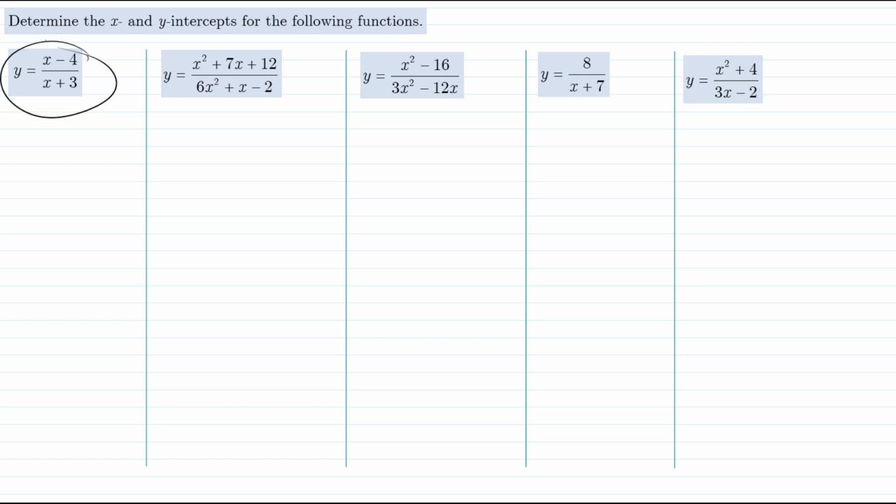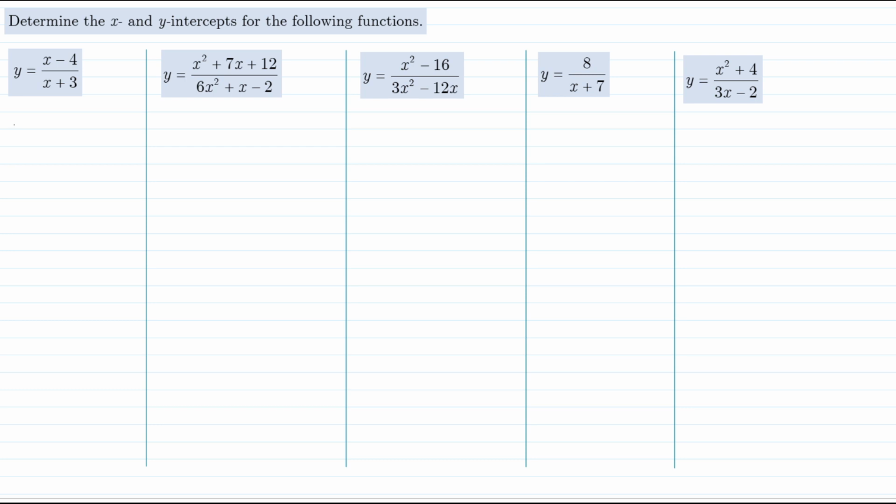We have y equals x minus 4 over x plus 3. And we'll start by finding the x-intercepts. So what are x-intercepts? They're points on the x-axis, the points where the graph hits the x-axis. Now think about this for a sec. Every single point on the x-axis has something in common, and that is every single point on the x-axis has a y value of 0. So to find the x-intercepts, all we need to do is set y equal to 0 and solve.